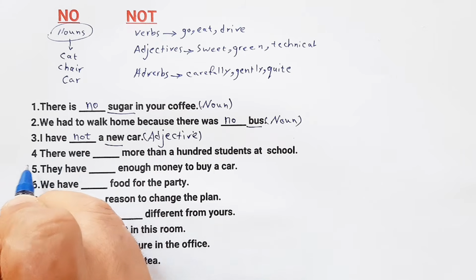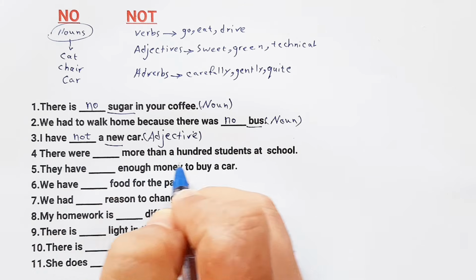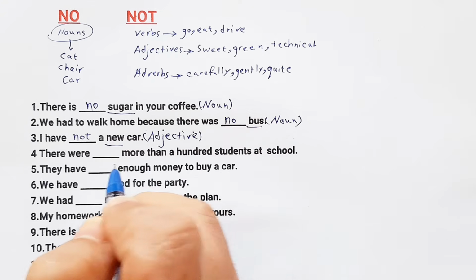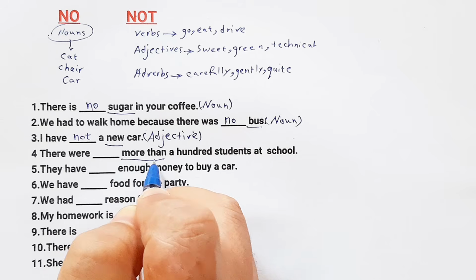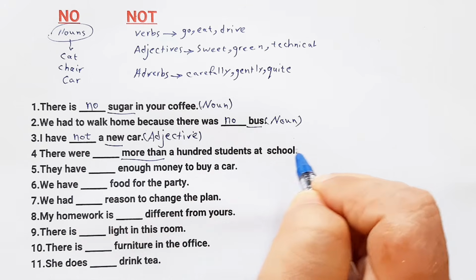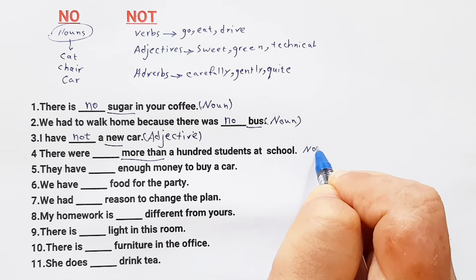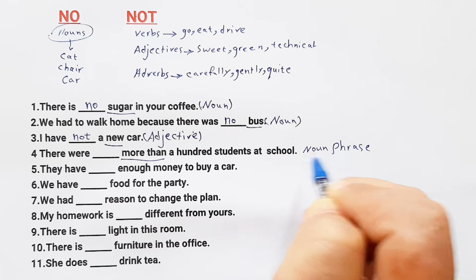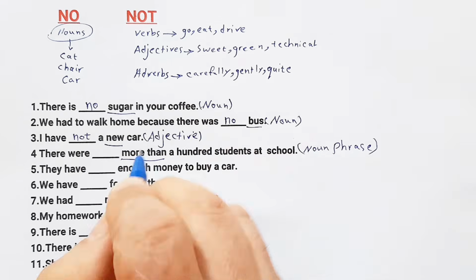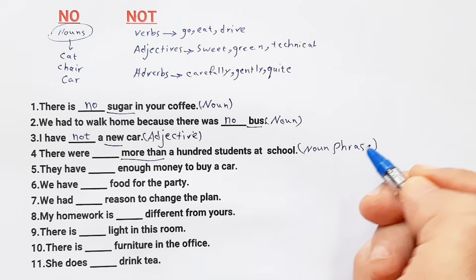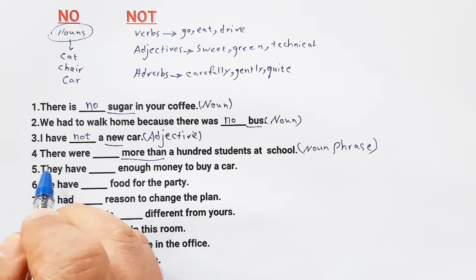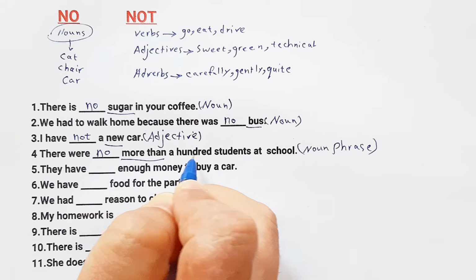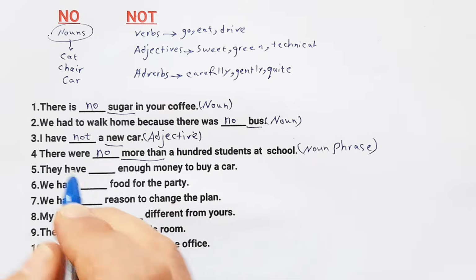Number 4, there were blank more than 100 students at school. Here more than is a part of a noun phrase. So we deal with it as a noun. For nouns we use no. There were no more than 100 students at school.